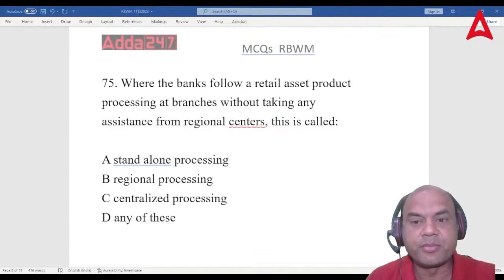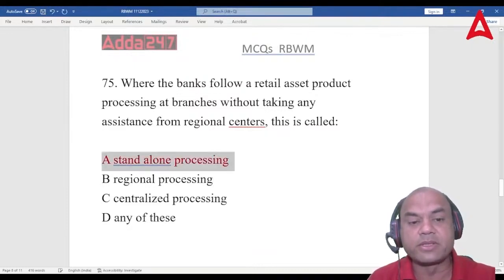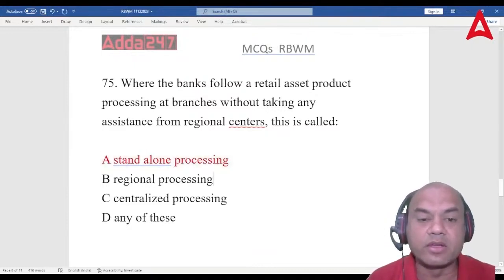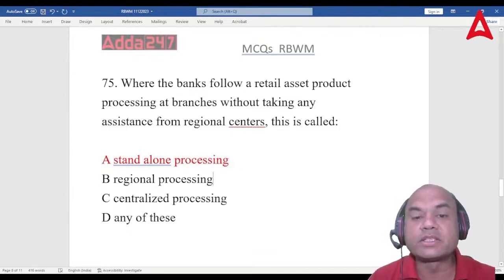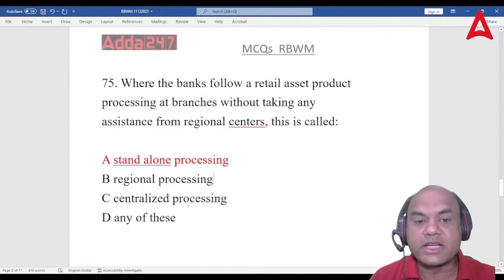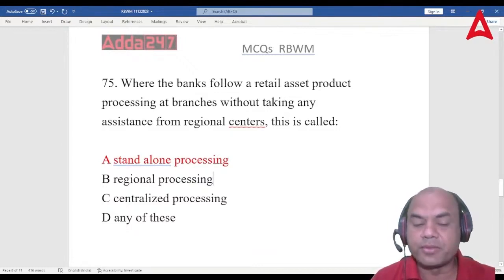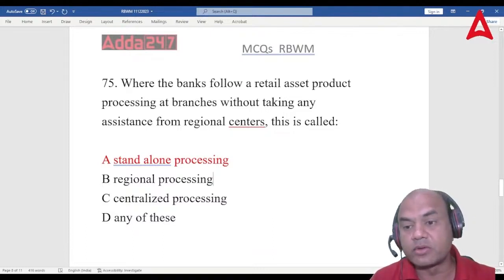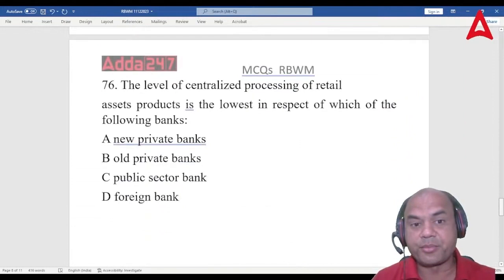The answer is, it is called as standalone. Remember, standalone processing means standalone. What do you mean by standalone? I am alone. Nobody is helping me. That's what I said over here: processing at the branches without taking any assistance from the regional center. So no help. It is called as standalone. Got it? Remember this by heart.